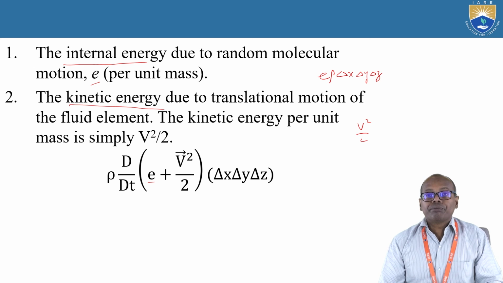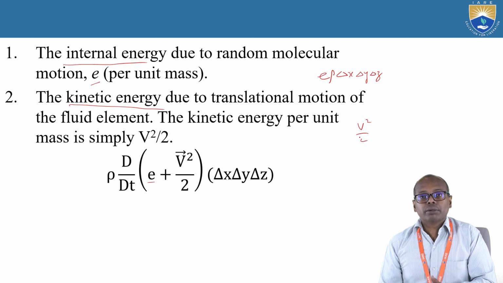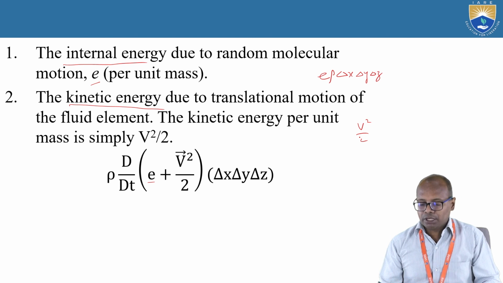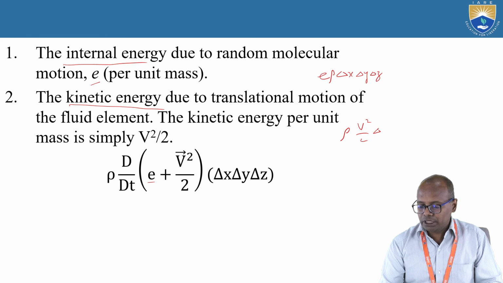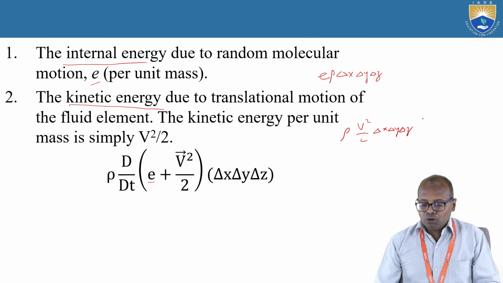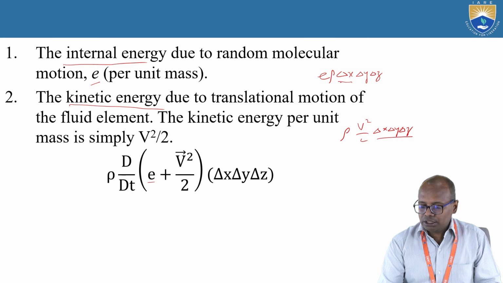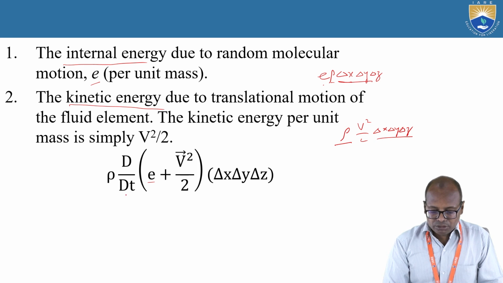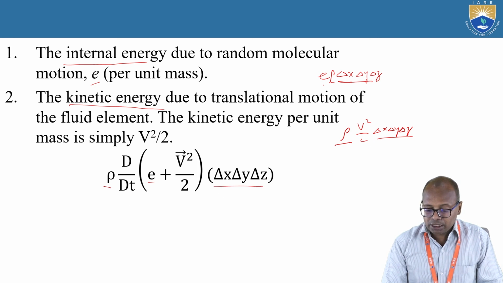Now, if V square by 2 is the kinetic energy per unit mass, what I will get here is rho into delta X, delta Y, delta Z. Now, density is constant, it is not changing with time. So what is changing? E and V square by 2 are changing with time. So rho and delta X, delta Y, delta Z are taken outside.